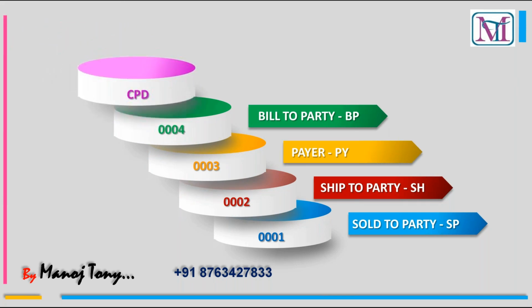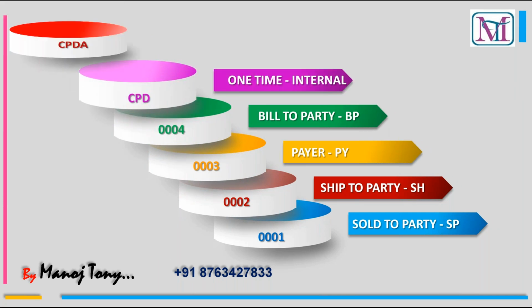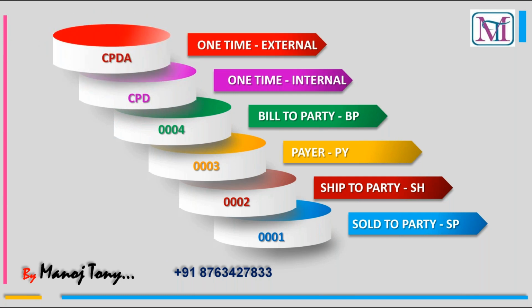Then CPD, one time customer internal number ranges assignment. CPDA, one time customer external number ranges assignment. So in standard, we know 6 account groups: sold to party, shipped to party, payer, bill to party, one time customer internal assignment, and one time customer external assignment. So in a real time project, what are the account groups?